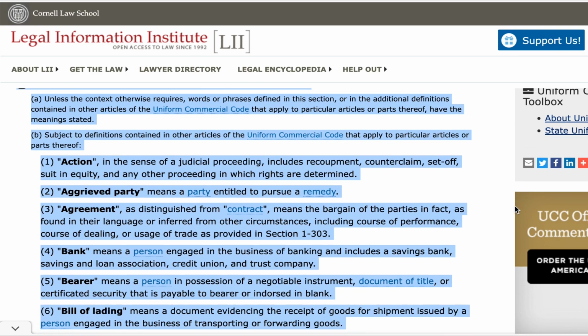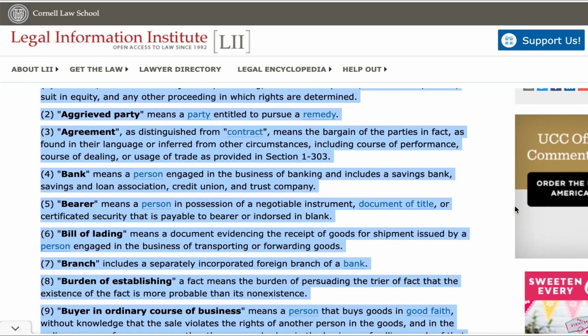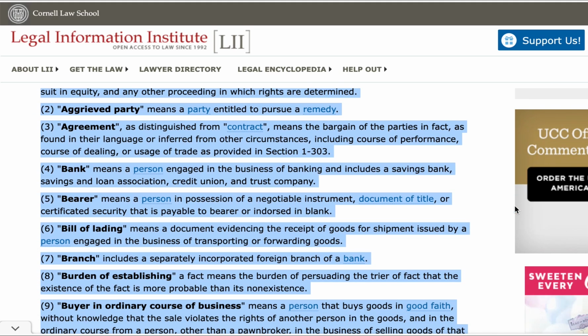2. Aggrieved party means a party entitled to pursue a remedy. 3. Agreement, as distinguished from contract, means the bargain of the parties in fact, as found in their language or inferred from other circumstances, including course of performance, course of dealing, or usage of trade as provided in section 1303. 4. Bank means a person engaged in the business of banking and includes a savings bank, savings and loan association, credit union, and trust company.